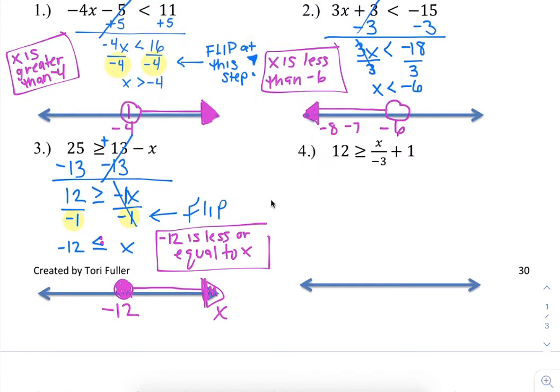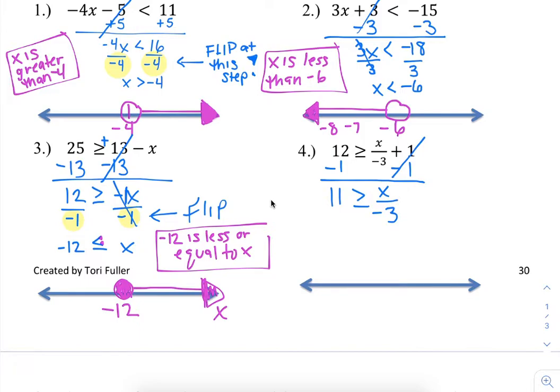Number 4, we're trying to cancel out the loner first. My loner is that 1. The opposite of plus 1 is a minus 1, so we're going to subtract 1 on both sides. My 1's are going to cancel. 12 minus 1 is 11. Since I subtracted, I get to keep all of the pieces on my sign. Okay? All right, now we're solving for x, right?